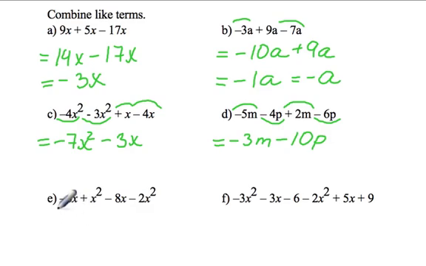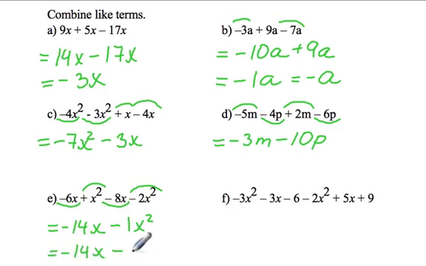For question E, let's find the like term for minus 6x. That's minus 8x, so that equals negative 14x. And a like term for x squared is negative 2x squared. And when we combine 1x squared, take away 2x squared, that's negative 1x squared. We know that 1 times the number is number itself, so we will rewrite it as minus 14x, take away x squared.